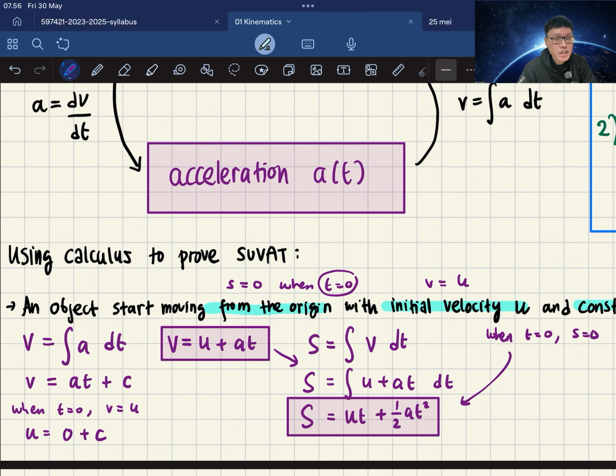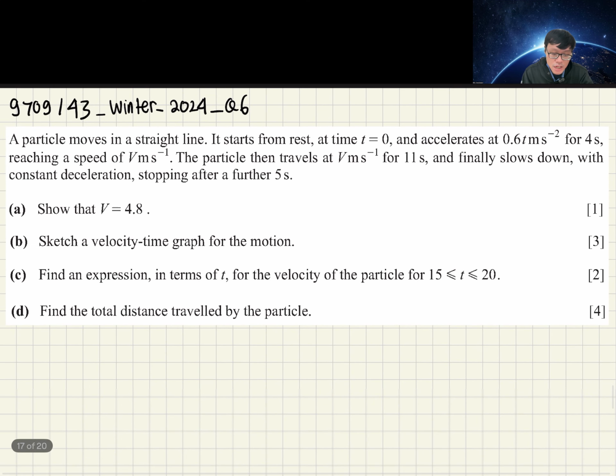And let's start doing past paper. Let's start with the first example taken from the past paper. You have a particle moving in a straight line, starting from rest at time t equals 0, and accelerating at 0.6t. So the acceleration is not constant, guys. It's in terms of t. For 4 seconds, reaching a speed of v meters per second. The particle then travels at that speed for 11 seconds and then finally slows down with constant deceleration, stopping after a further 5 seconds. The first question is, show that v equals 4.8.